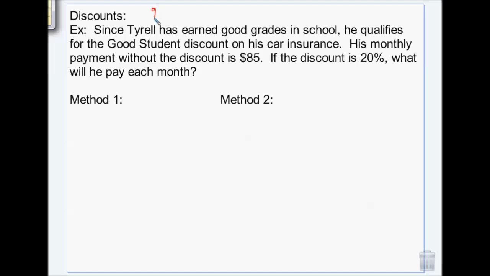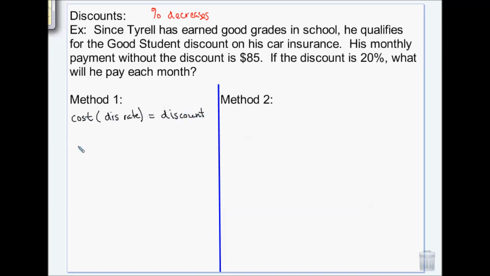Our percent decreases. Again, 2 methods. And the first method is very similar to tax. You take the cost or the price, you multiply it by the discount rate, and that gives you your discount. And then you take the cost and you subtract. Oops. You subtract the discount, and that gives you your total.